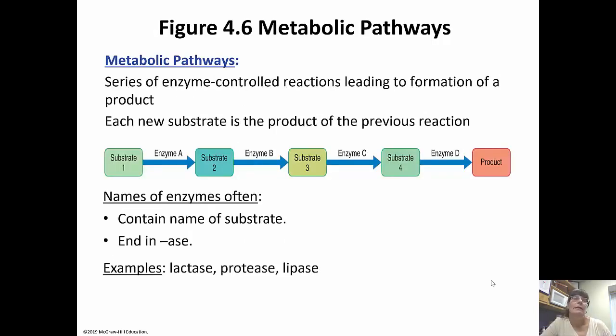Okay, so metabolic pathways are just a series of enzyme-controlled reactions that lead to the formation of some product. Each new substrate is the product of the previous reaction. So there's a bunch of steps involved. So you have substrate 1, which will turn into substrate 2. That's catalyzed by enzyme A. Then substrate 2 will turn into substrate 3, catalyzed by enzyme B, and so on until you get the final product. As I said, the names of the enzymes often end in -ase and contain the name of the substrate involved. So lactase breaks down lactose, protease breaks down proteins, lipase breaks down lipids.